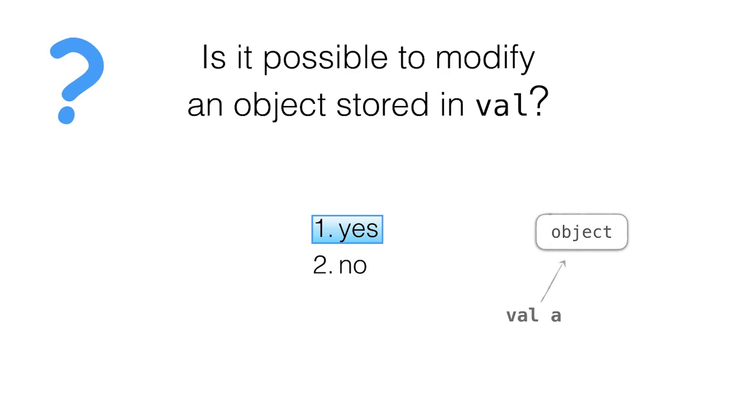Of course, there are no additional constraints. You can easily modify an object stored in val as in Java. Val, like a final variable, is an immutable reference which doesn't say anything about the content that is stored.